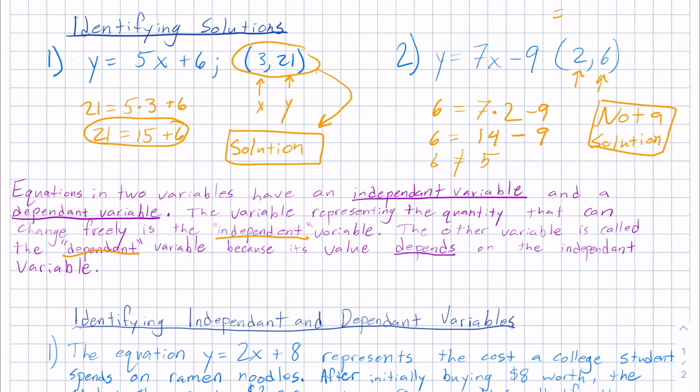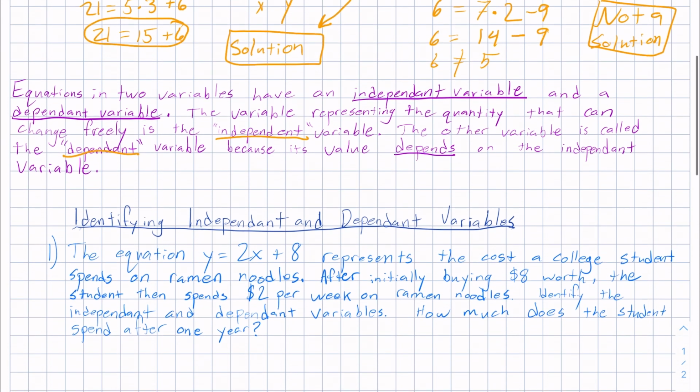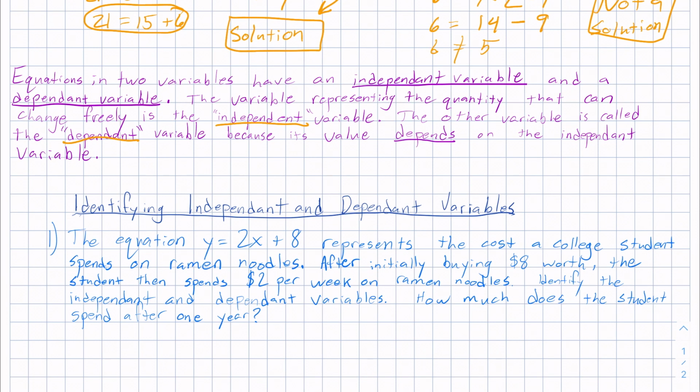Okay, so let's go over an example of that with a word problem. This is a word problem where I'm going to identify independent and dependent variables, and I'm going to answer the question. So here we go. The equation y equals 2x plus 8 represents the cost a college student spends on ramen noodles. After initially buying $8 worth, the student then spends $2 per week on ramen noodles. Identify the independent and dependent variables, and how much does the student spend after 1 year?